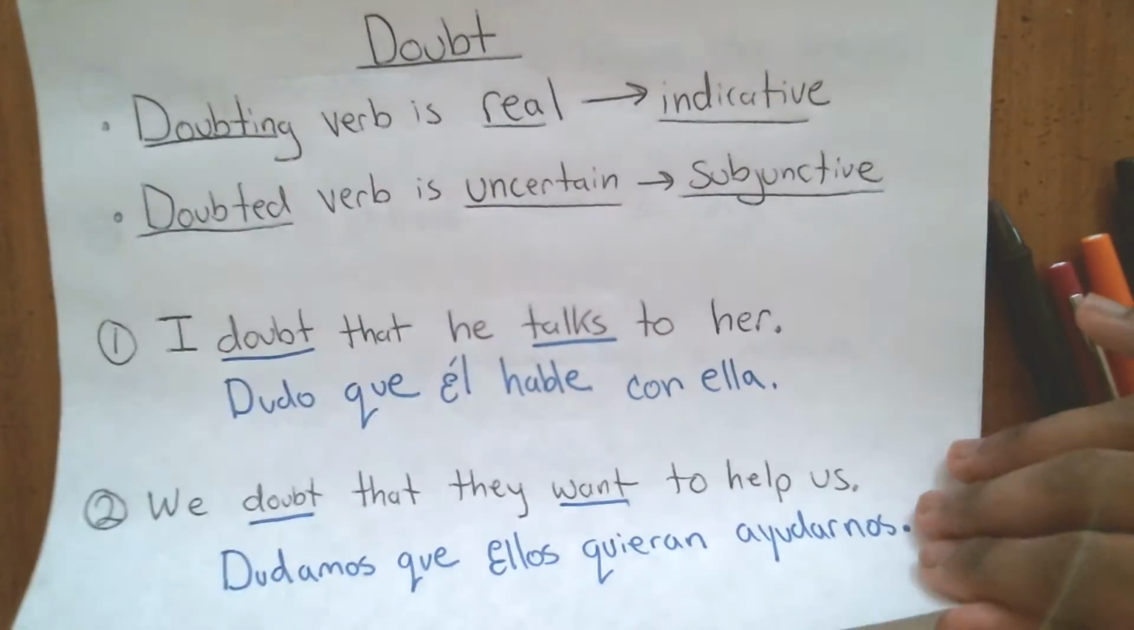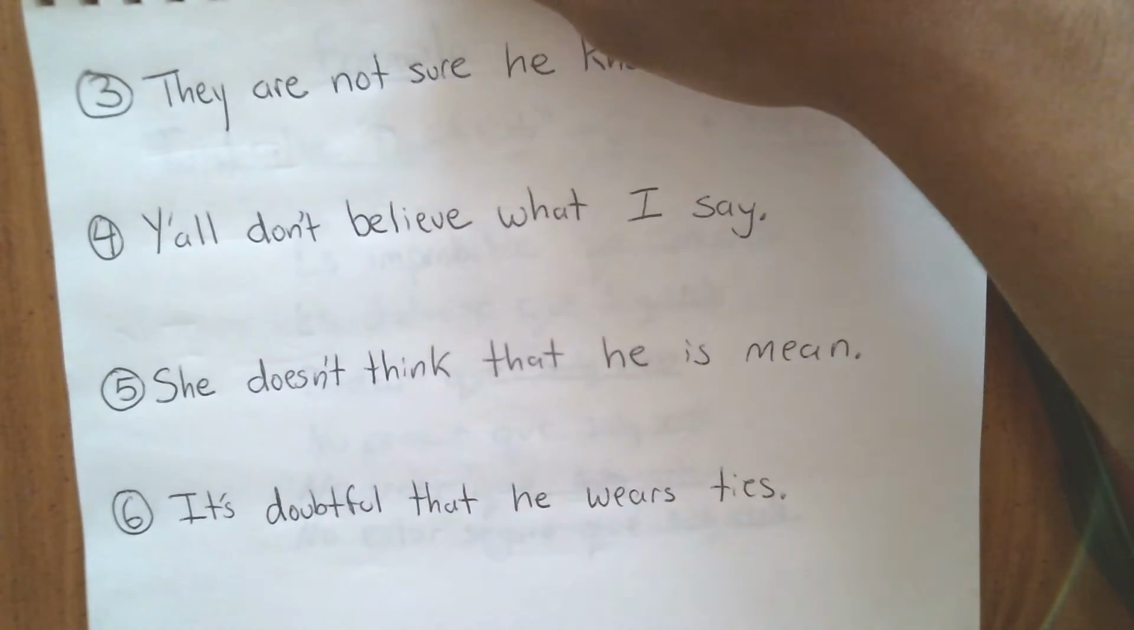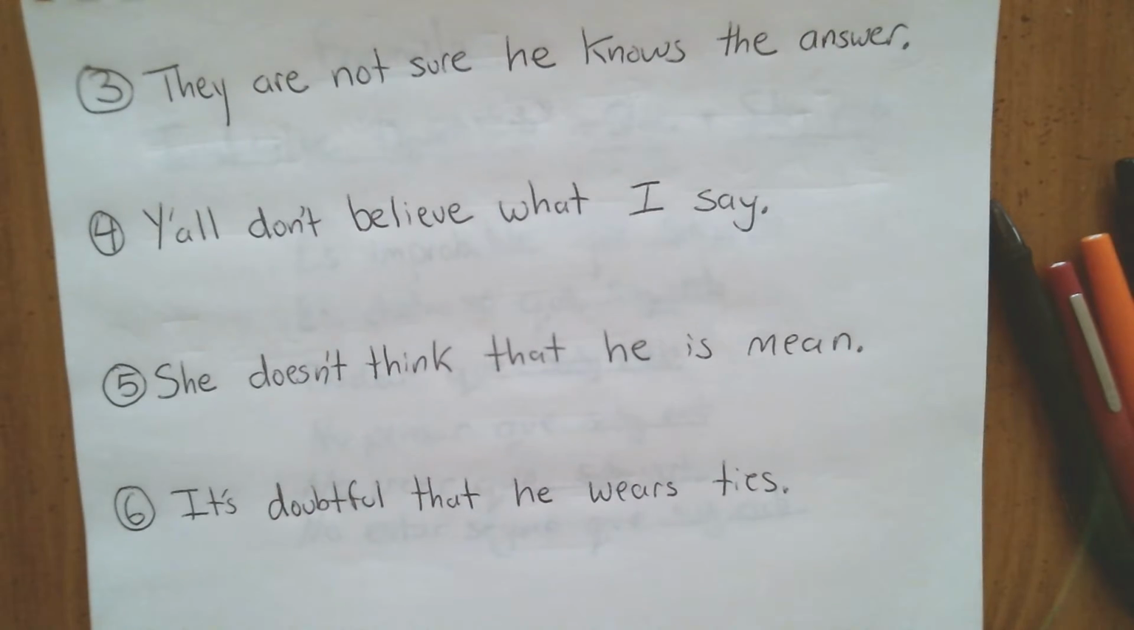So those examples were pretty straightforward. Let's do a few more. They are not sure he knows the answer. Y'all don't believe what I say. She doesn't think he is mean. And it's doubtful that he wears ties. Now, none of these use the verb I doubt or you doubt. But even from all of that, can we still find the verb that is expressing the doubt?